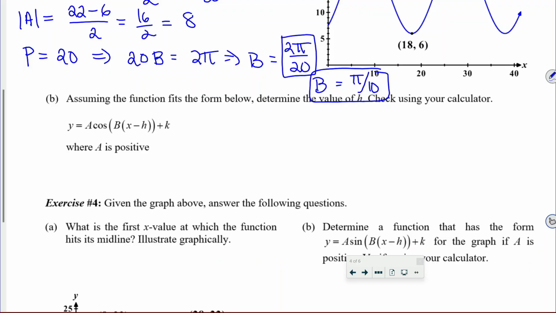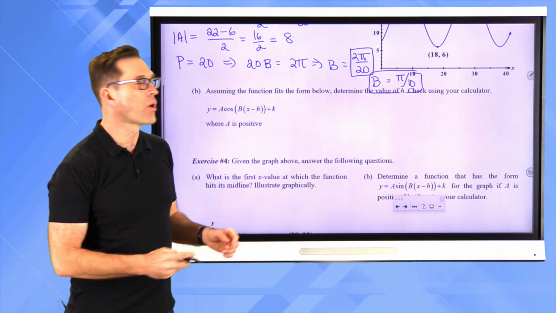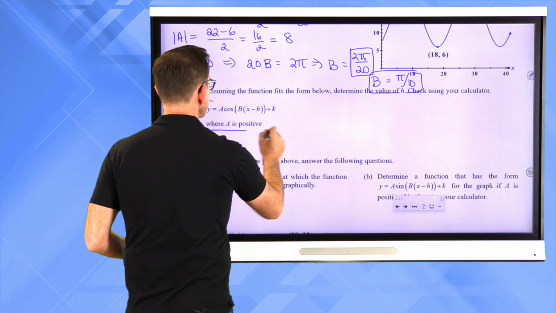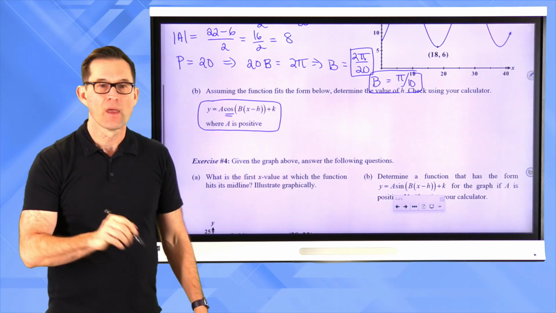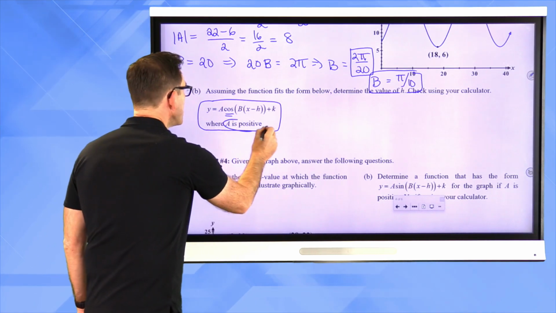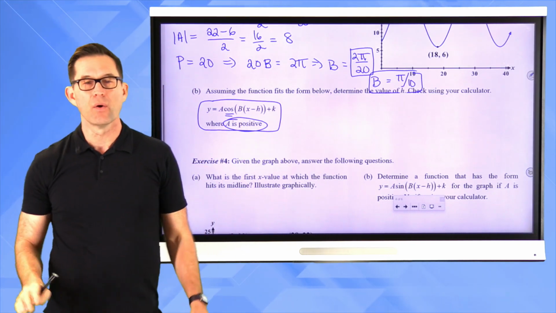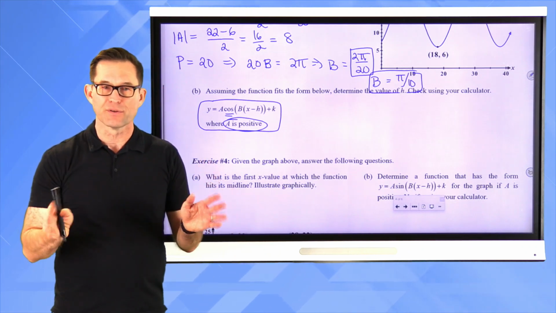Letter B. Assuming the function fits the form below, determine the value of h. Sorry, you probably can't even see that that's h. Check using your calculator. All right, so what is the form below? This might be a little bit confusing, but what I want is a cosine value, and I want my a to be positive. Okay, all right. Now here's the key.